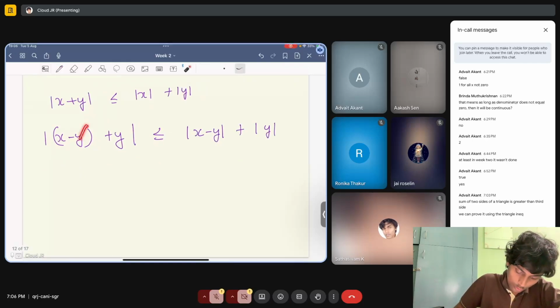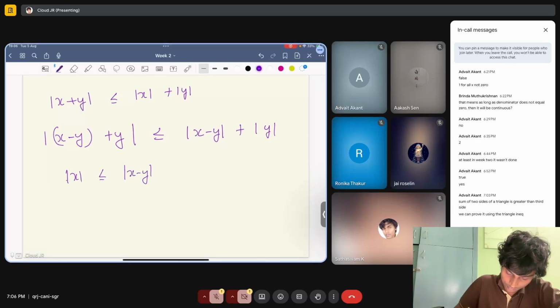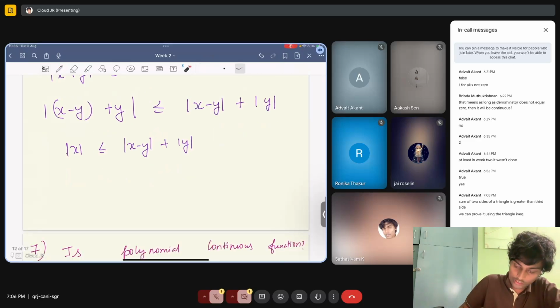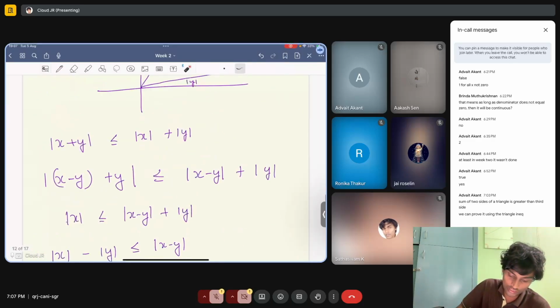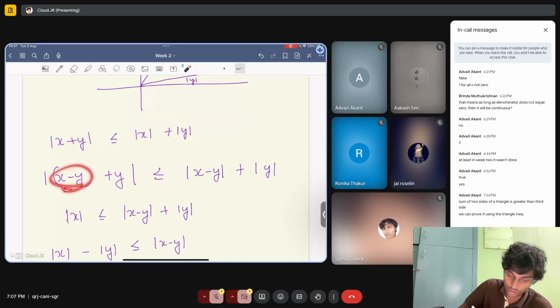So you can cancel out y and y, so you get mod of x less than or equal to mod of x minus y plus mod of y. Okay, and then take this to the other side. You will get mod of x minus mod of y is less than or equal to mod of x minus y. Okay, so you can get it from a triangle inequality. Basically, just put in the correct one.